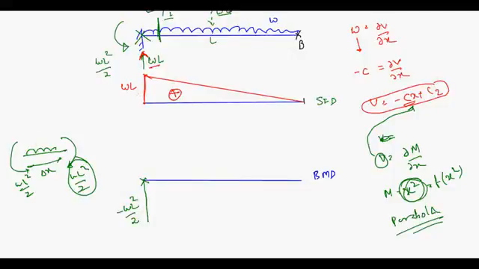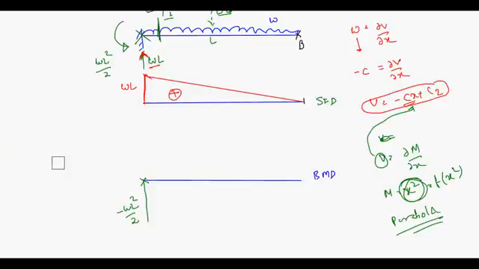Just take a very small section and draw what is the moment that is going to come at this section. If it is clockwise, it is negative. If it comes out to be anti-clockwise, it is positive. I hope you are able to understand this. Sign convention, you should work it out on your own.